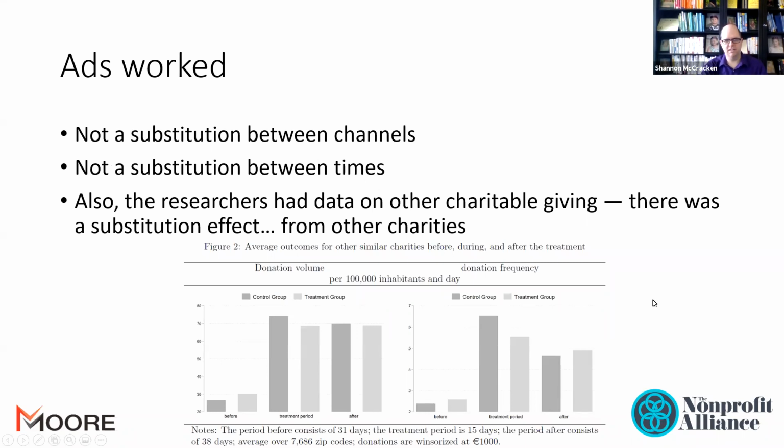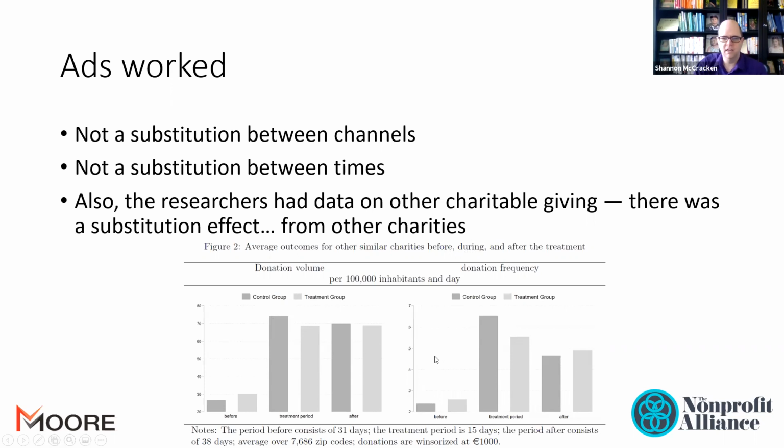Also, the researchers had data from other charitable giving to other organizations, and there was a substitution effect. In those zip codes that got ads, people were less likely to donate to other organizations. You can see down below, during the treatment period, donation volume went down slightly, and donation frequency went down by even a little bit more. And then before and after, they were relatively the same.